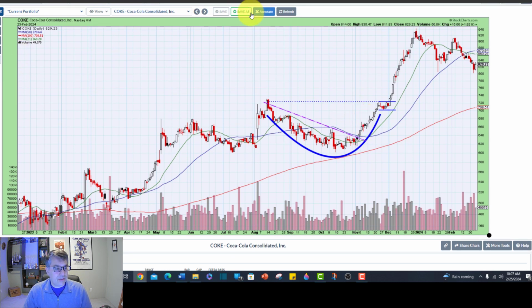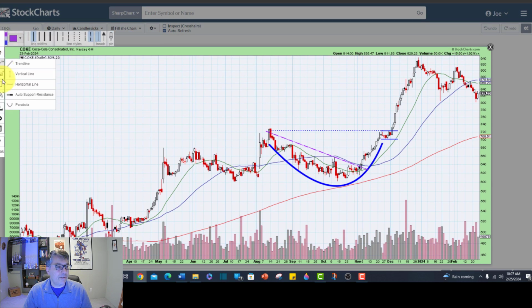See this little flat spot? I'll draw that one for you too. It's almost like a mini handle. You can also buy a breakout of a little cheat area like this. So a quarter position here, half position here.